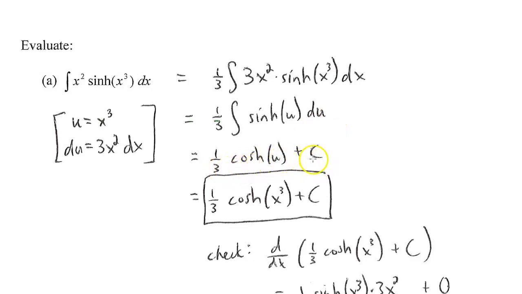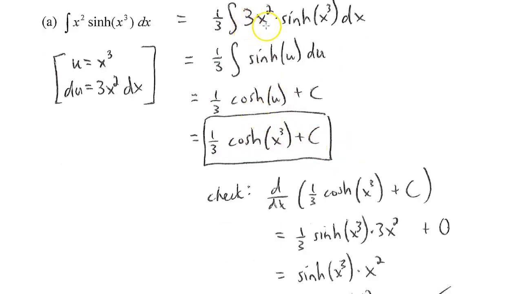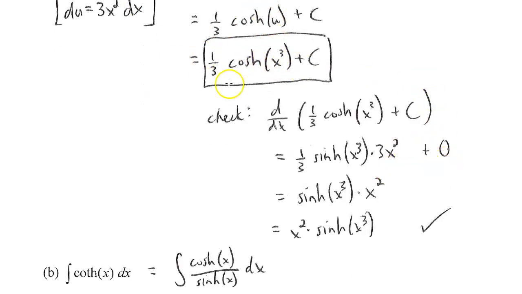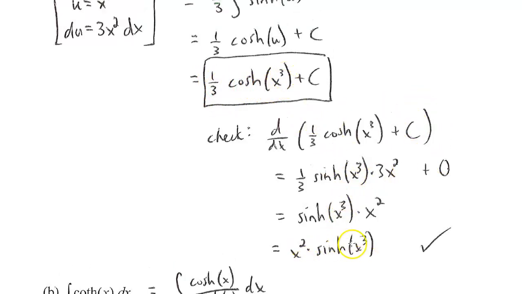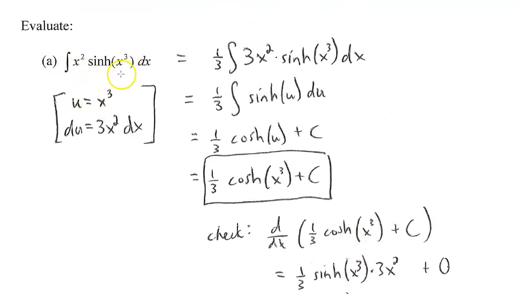So we have 1/3 cosh of u plus c, and then plug in what u is. U is x cubed. And you can check your answer by taking a derivative. What's the derivative of 1/3 cosh of x cubed? If you work out the details, using the chain rule, you end up getting the original integrand right here.